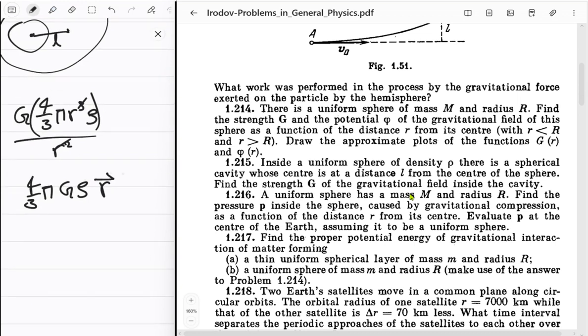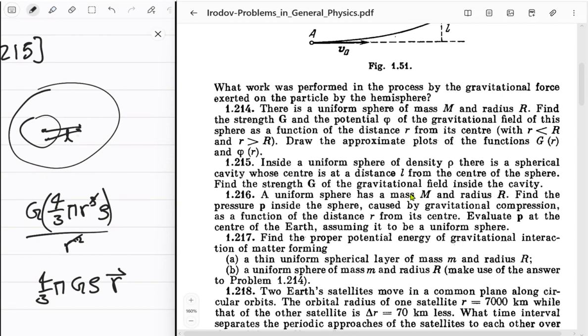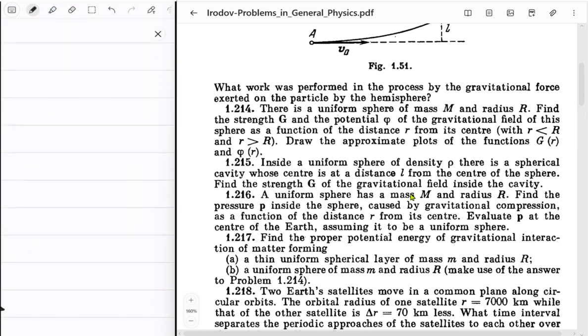This is what we're calling, let's just say, capital R vector. Nah, R1 vector. So let's draw it better this time.